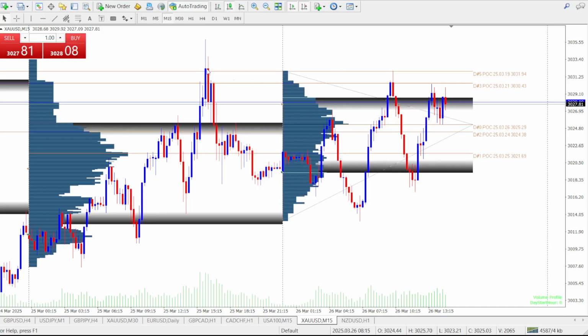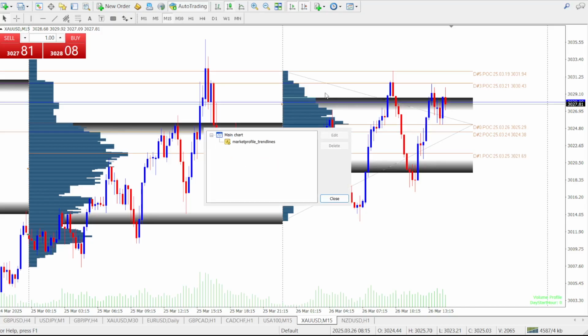Let's just go to the inputs of this indicator. All right, we're good on the inputs. Okay, so you can actually leave your settings as the default settings.